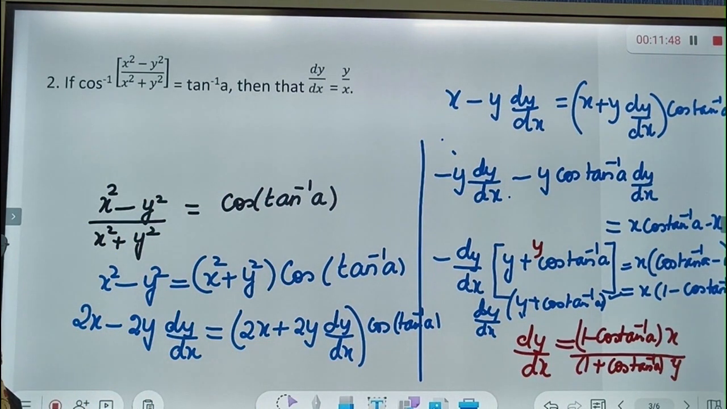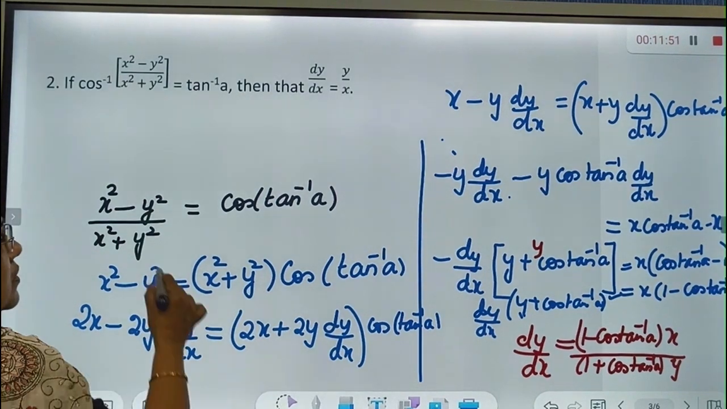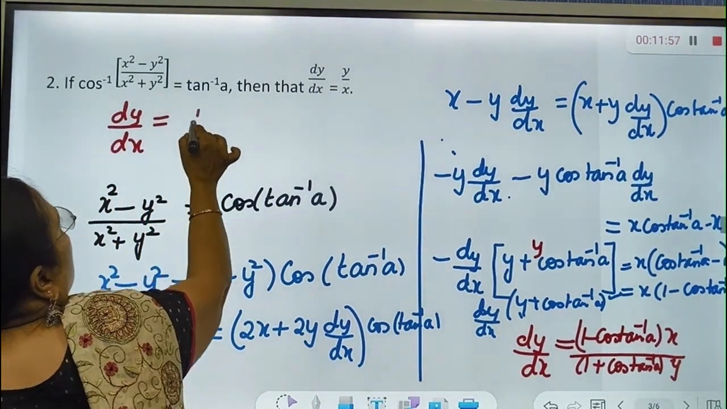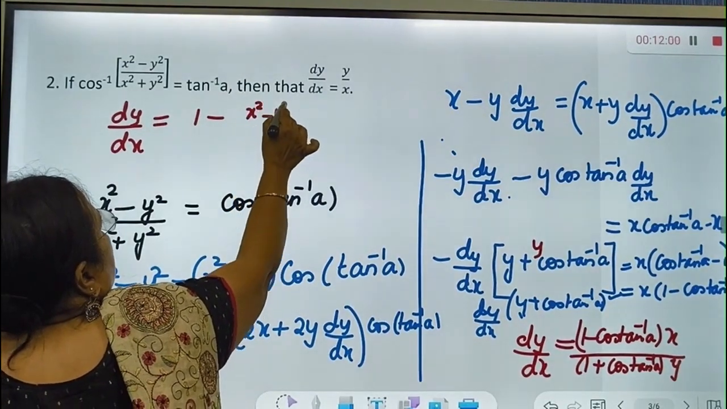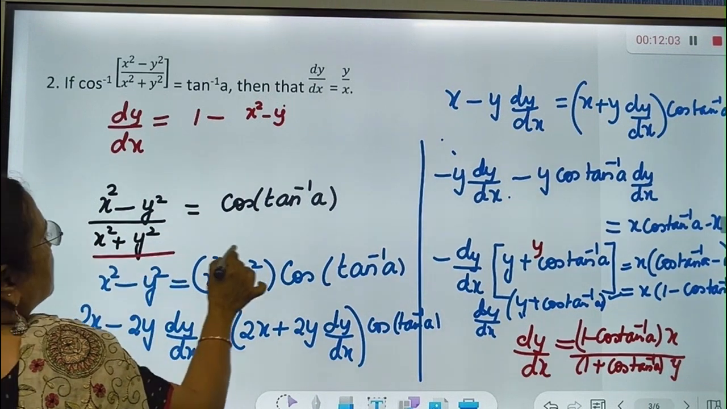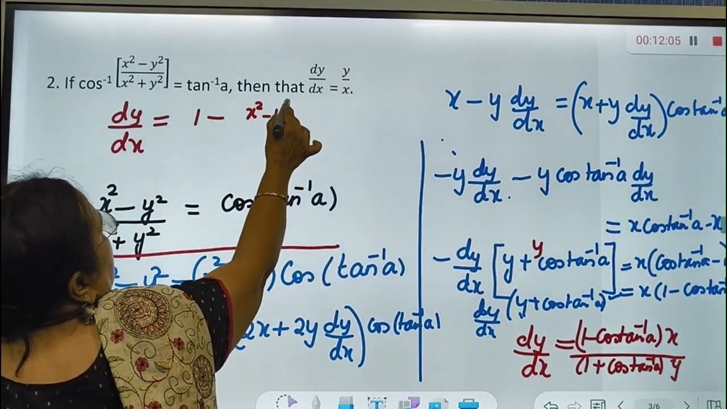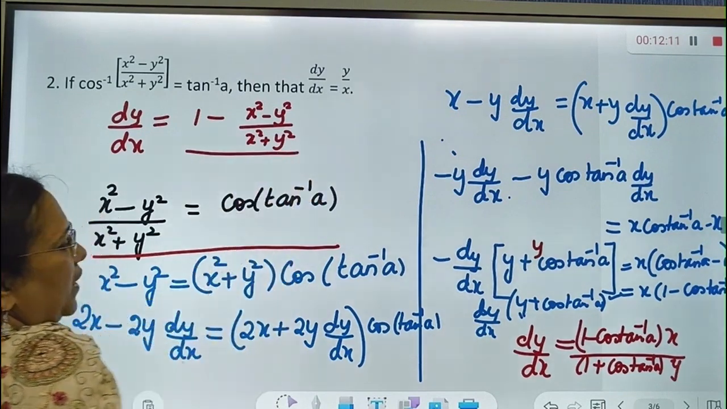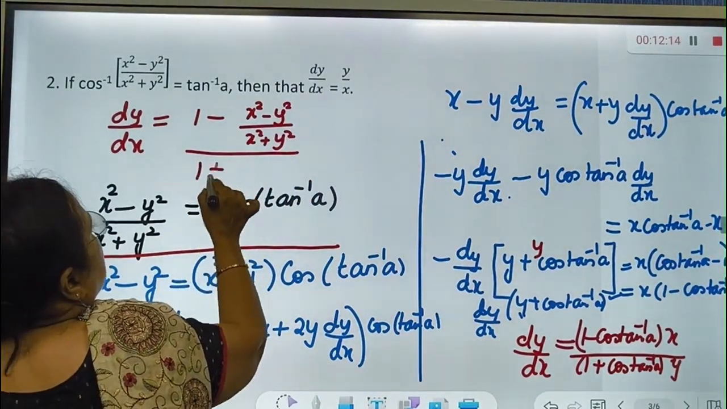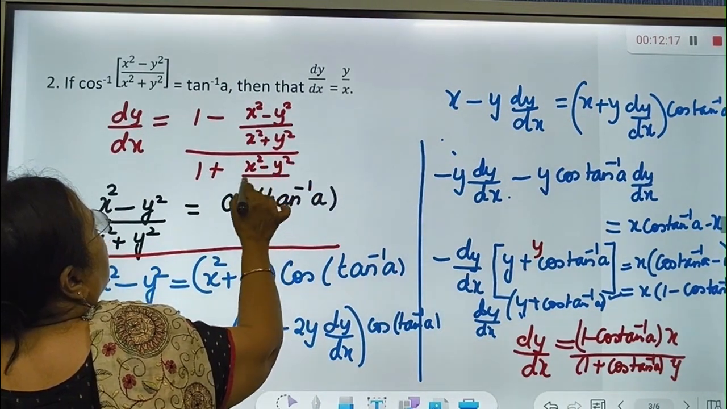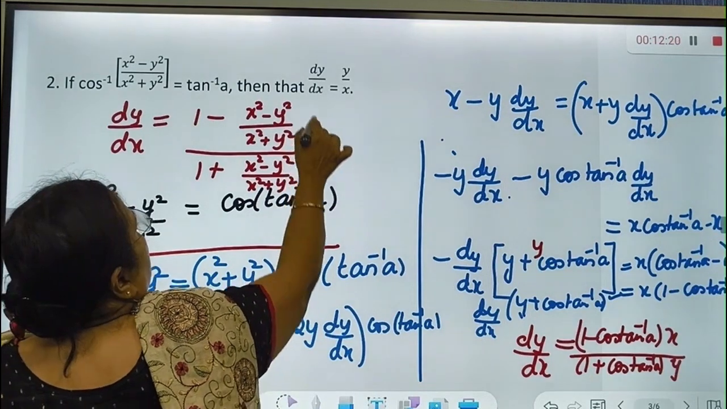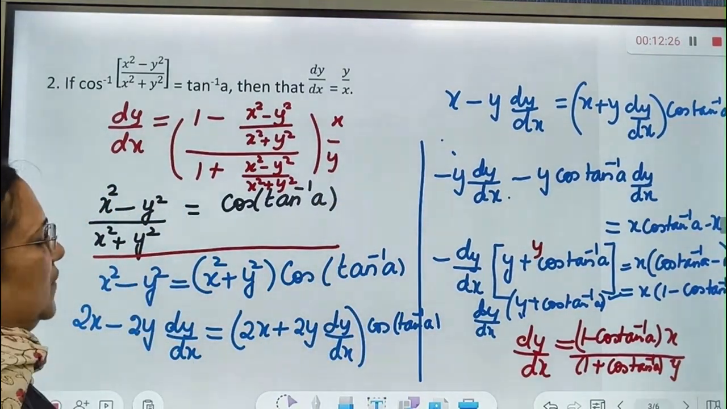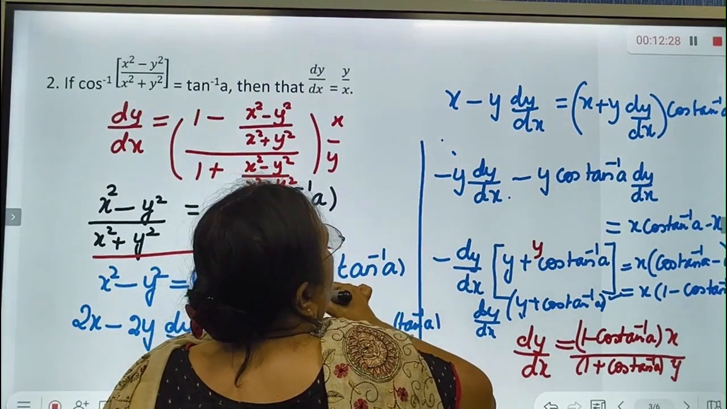Okay, so now I'm going to substitute. dy by dx is equal to 1 minus x square minus y square. What is cos of tan inverse A is this. So 1 minus x square minus y square by x square plus y square divided by 1 plus x square minus y square by x square plus y square, okay, into x by y. This is, when I simplify, what will I get?